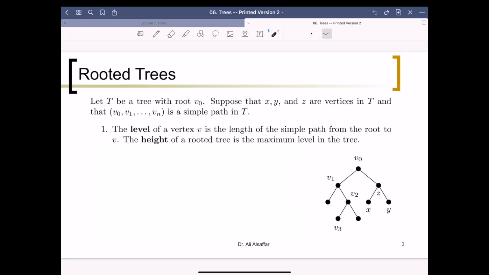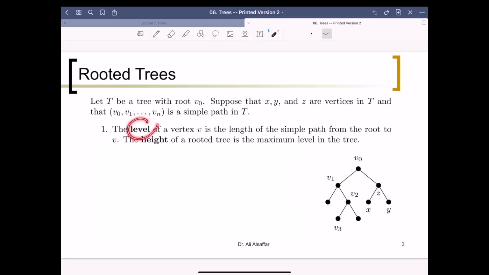We will go over some definitions on a rooted tree. So here we will assume that T is the label for the tree and the root is V0. X, Y, Z are simply vertices on the tree. And suppose we have the following path, V0, V1 up to Vn, which is a simple path in T. I have given here an example of a tree. See, for example, V0, V1, V2, V3. This is a path. And Z, Y, X are vertices.